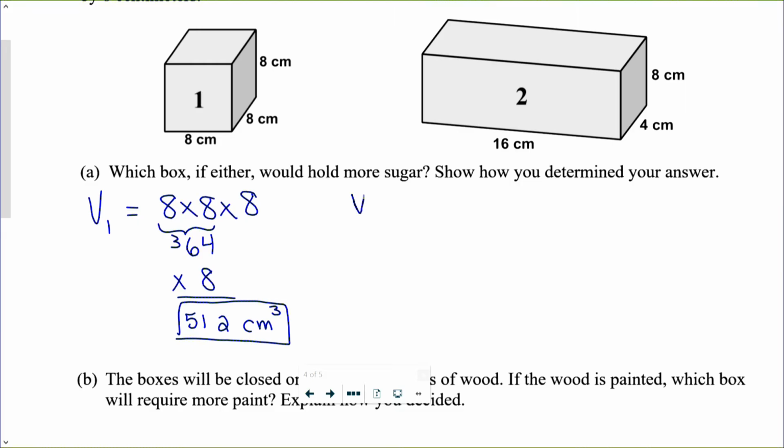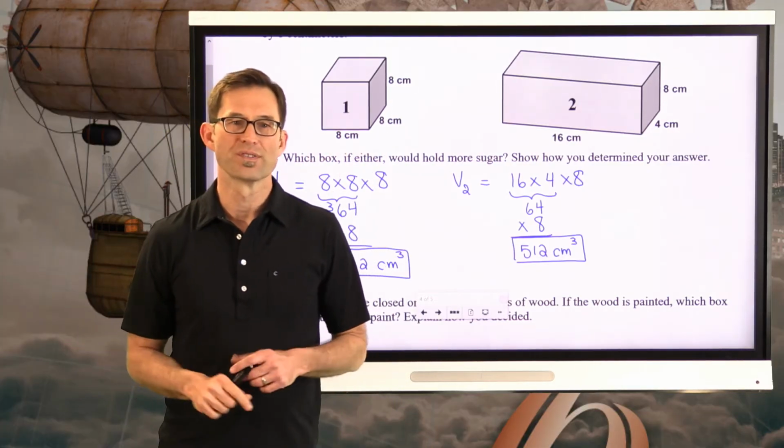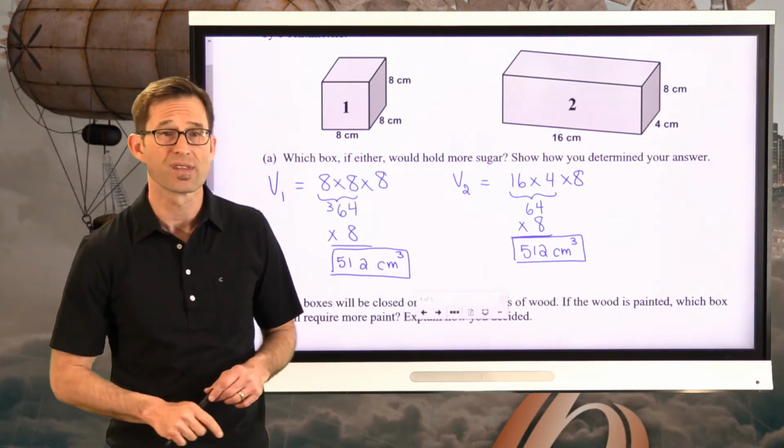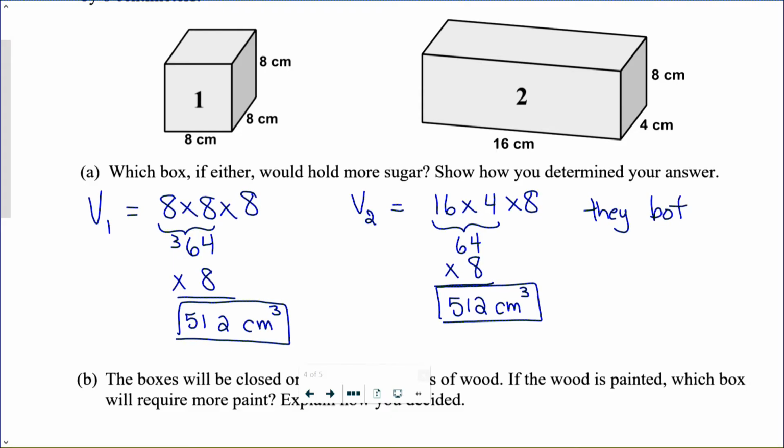All right, now let's figure out the volume of box 2. Whichever has the bigger volume is going to hold more sugar. So the volume of box 2 is going to be 16 times 4 times 8. All right, so 16 times 4 is 64. And then times 8 is going to be 512 cubic centimeters. And so the answer is that they both hold the same, right? And they both hold the same because they have the same volume. They both will hold the same.